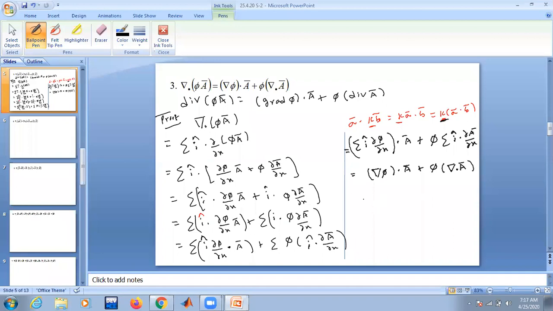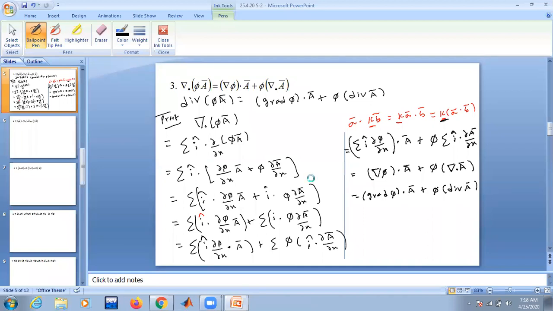Grad phi dot A bar plus phi into div A bar. Do you understand this? So here we applied the distributive law. Shall I proceed?